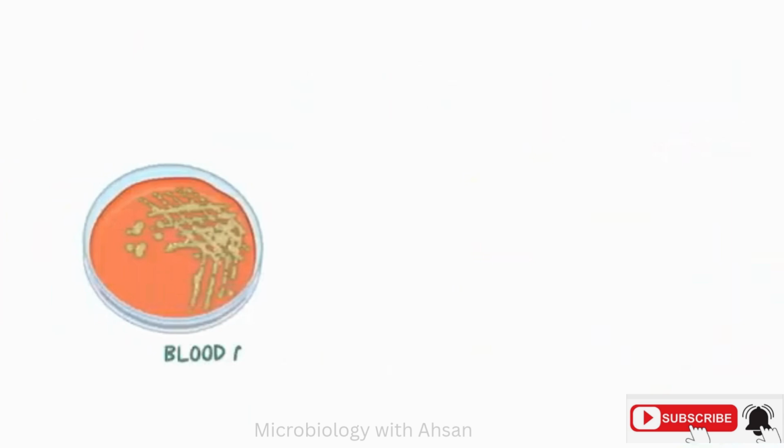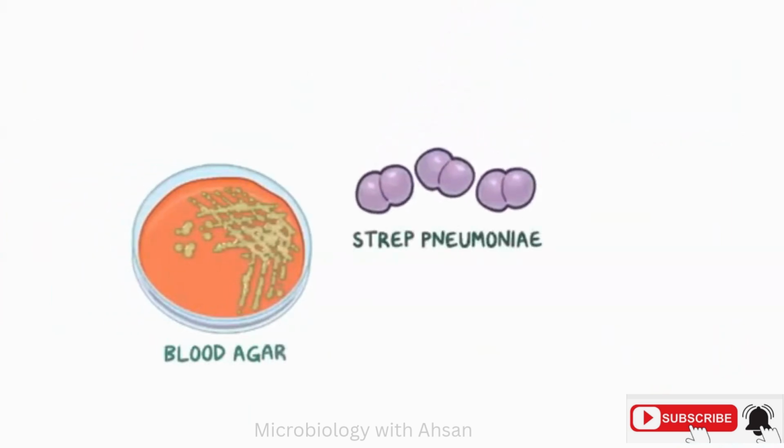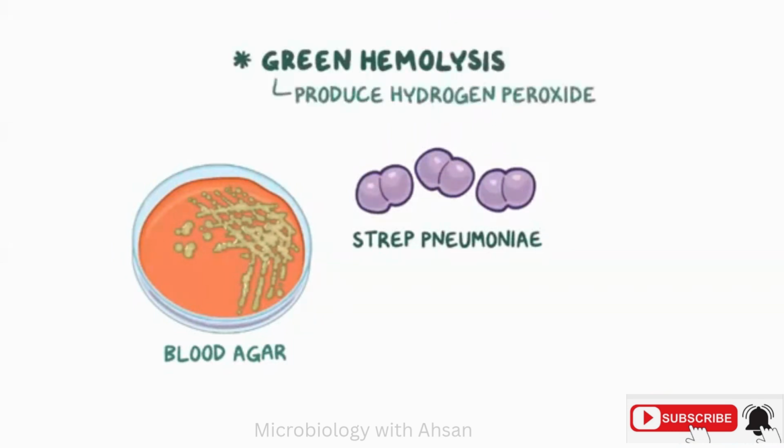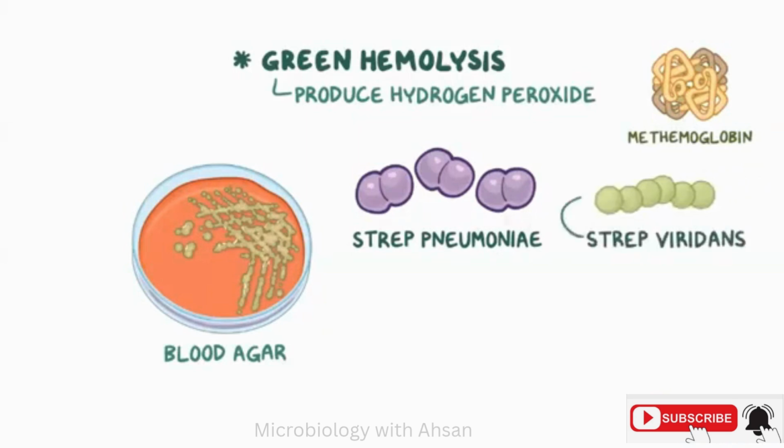Okay, now, when cultivated on a medium called blood agar, strep pneumoniae colonies cause alpha-hemolysis, also called green hemolysis, because they produce hydrogen peroxide, which partially oxidizes the initially red hemoglobin in the blood agar to create green methemoglobin. Other Streptococcus species, like strep viridans, are also alpha-hemolytic.